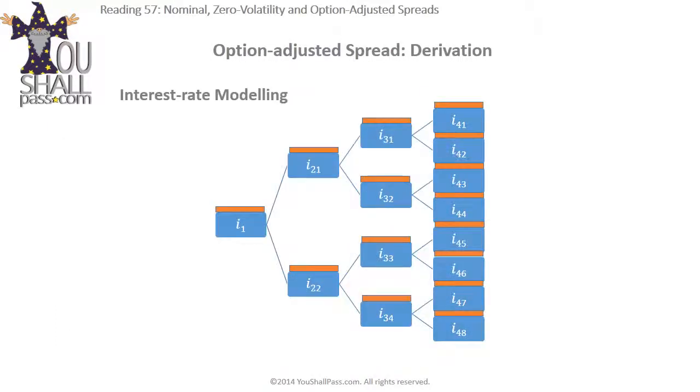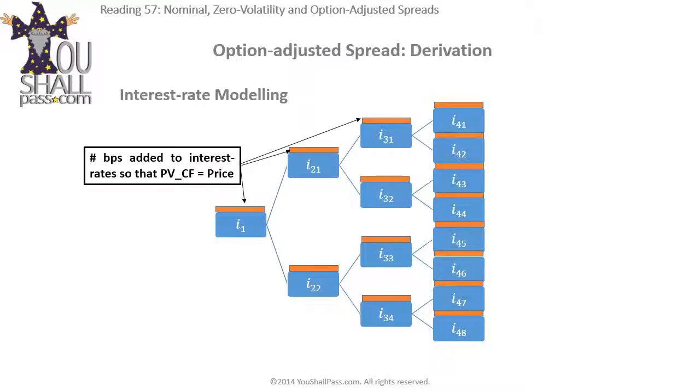Alright, we move on now to how the option adjusted spread is actually calculated. And how it's actually calculated is via interest rate modeling. We use software running an interest rate simulation model to generate our interest rate tree. These interest rates then represent the spot rates along a single yield curve that will be used to discount each cash flow of the bond. At each branch of the tree, we add on a number of basis points so that the discounted present value of the bond's cash flows equals the current price of the bond.